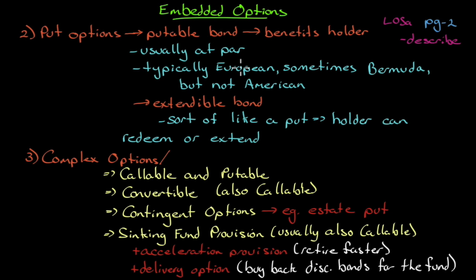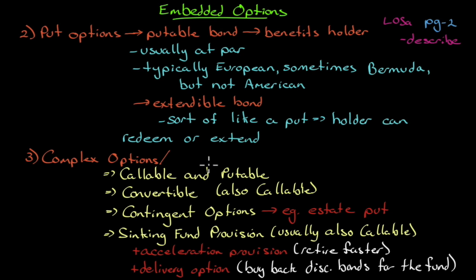Typically, there's only one date, so they're mostly European puts, which is kind of like an extendable bond in a way. Let's say that you have a 5-year bond that's extendable to a 7. There's one date where you have to decide and exercise your extension. And if you don't, after 5 years, it's the same as having a 7-year bond and putting it after 5 years. It's sort of like a put. The holder can redeem, which is like putting it, or extend for the other 2 years.